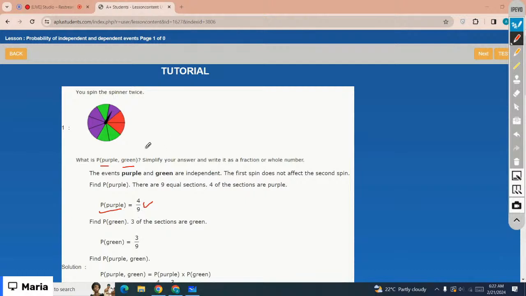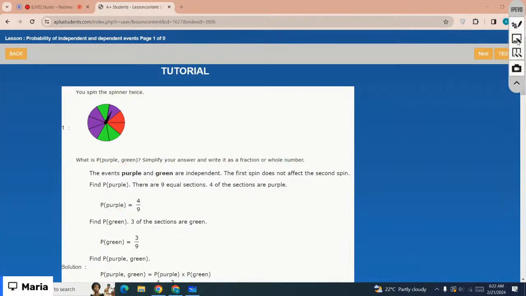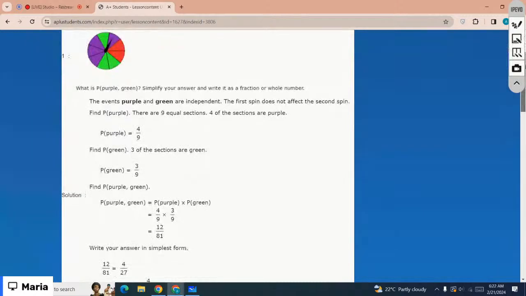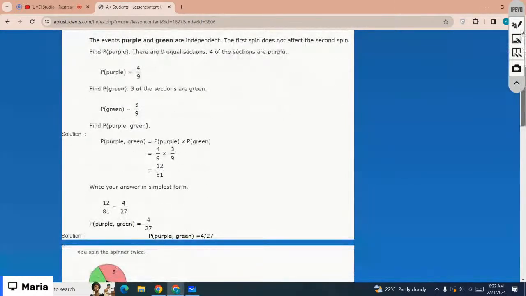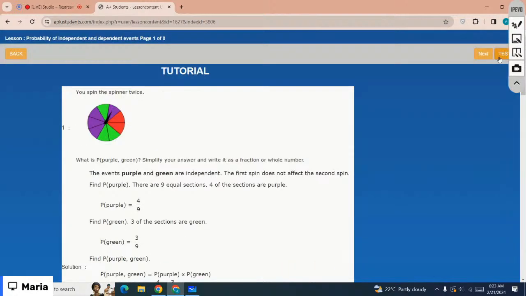So when you have to evaluate the probability of two events, you just multiply them, right? You can see here, 4 over 9 times 3 over 9, that is 12 over 81. You can convert the answer to the simplest form by dividing it by 3, so that is 4 over 27. Got it? Let's just start with the test questions.